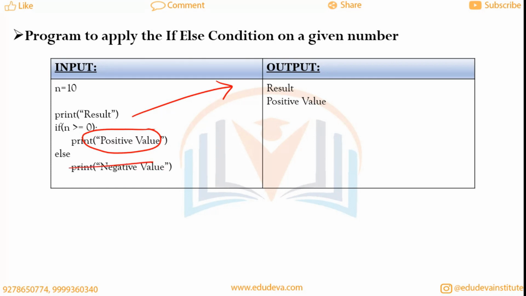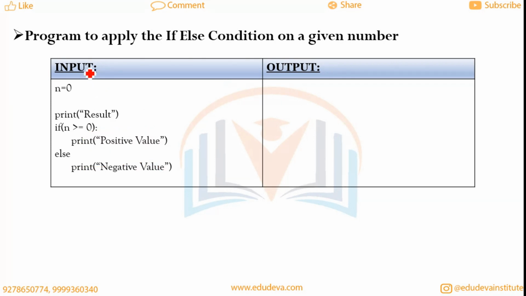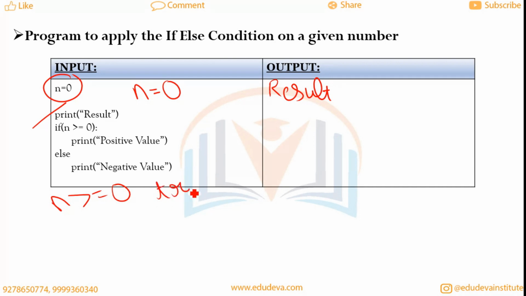and we have left the statement given under the else. Now the input of the program is n is equal to 0, meaning the name of the variable is again n and the value of the variable is 0. Now we will print result in the output, because this statement is given outside the if else condition. Now when we check the given condition, whether n is greater than or equal to 0 or not, the given statement is true, because 0 is equal to 0.